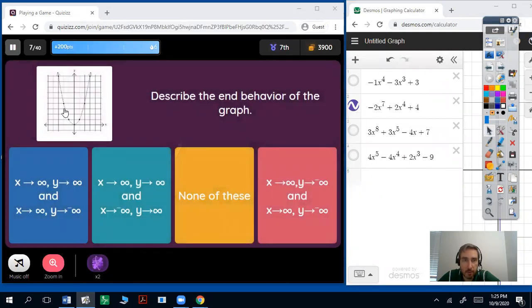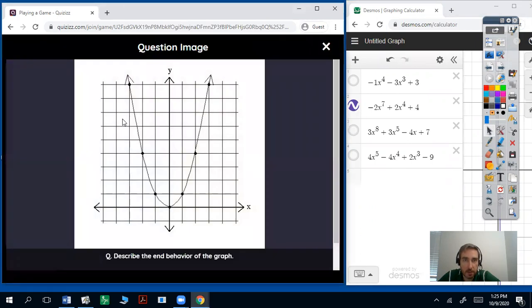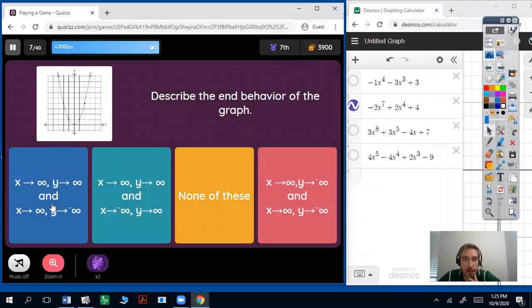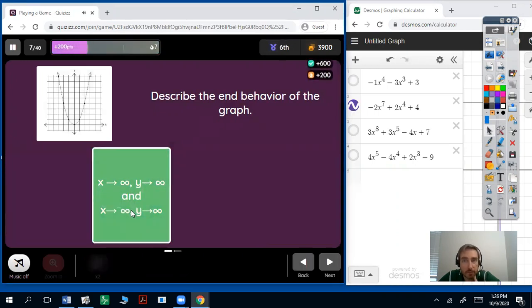All right, another end behavior problem. This one's already graphed for us, so it's going up and up on both the left and the right side. So that means when x is going right, it's going up. When x is going left, it's going up. So the only one that has the left for x as negative infinity, this should be both up. That should be that one there.